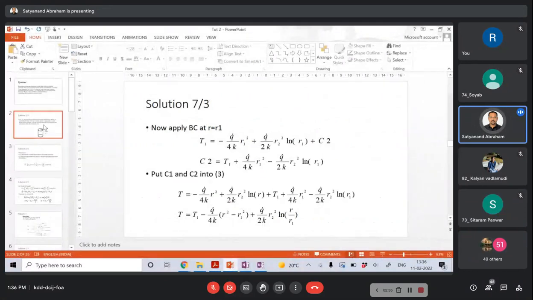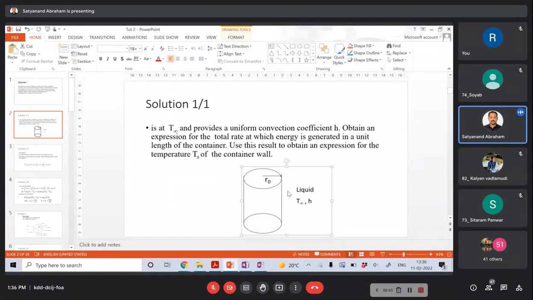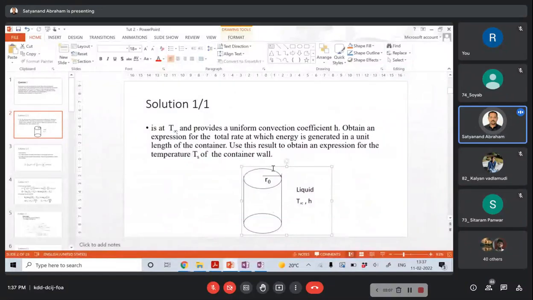So if you see, this is our system, a cylindrical system. In this cylindrical system, we are saying our nuclear fuel or nuclear waste is going to be filled. And we are not talking anything about the thickness of the container, so we can assume the thickness to be negligible. There is only a container inside, which is going to hold the nuclear waste, and this is generating heat also.